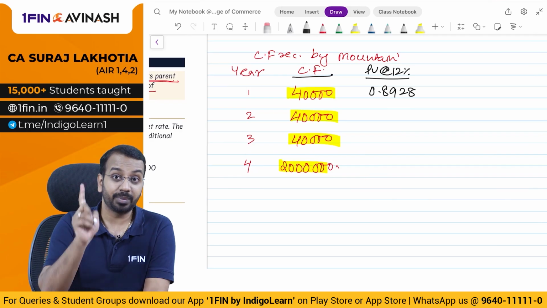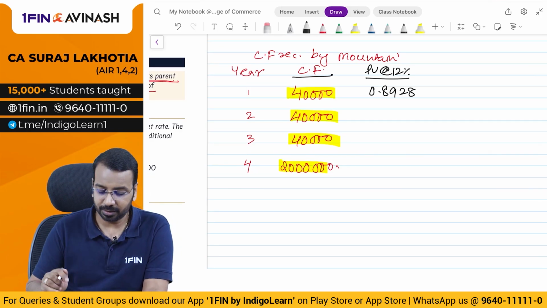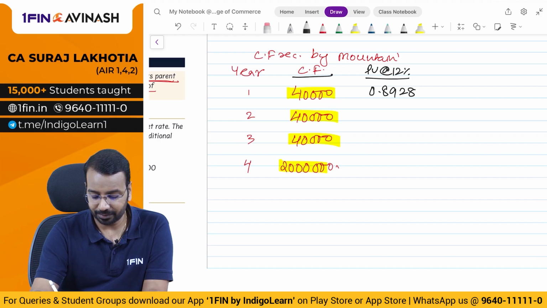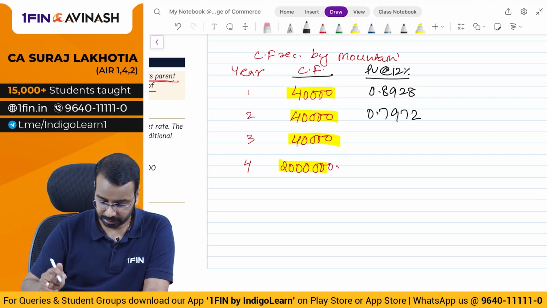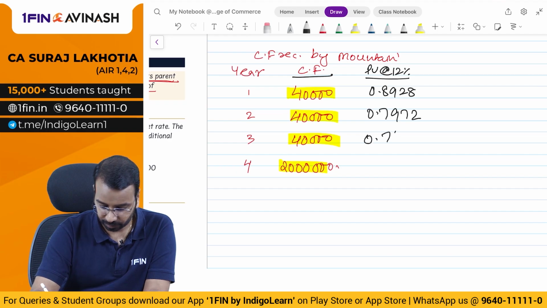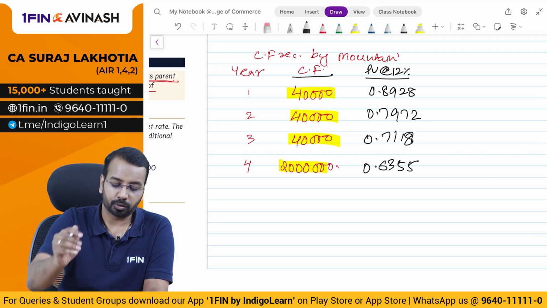0.8928. See, in the exam, please take the present value factor given in the question, okay. Then 0.7971 or 0.7972 rounded off is the third year, 0.711718 is the fourth year, 0.6355. Okay. Now, I will introduce one more concept here.